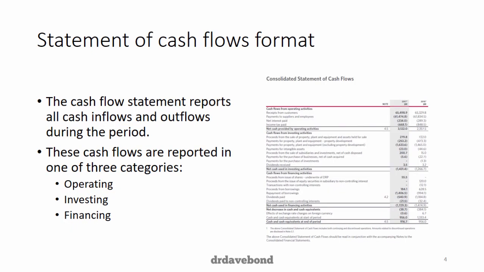So what we have here, and it's a little bit small, is the Woolworths 2017 statement of cash flows. It shows all the inflows and outflows during the period. And if these were just listed in any particular order, it wouldn't necessarily be all that useful. So what is required is that these cash flows are all categorized into one of three categories: the operating section, the investing section, and the financing section.